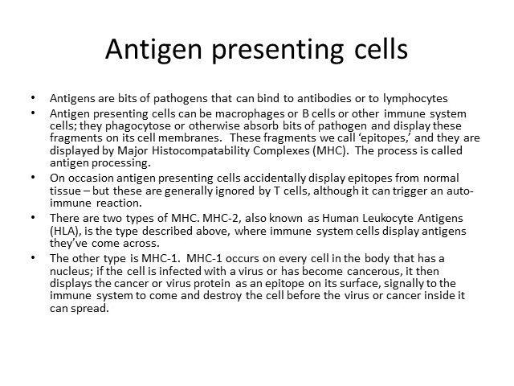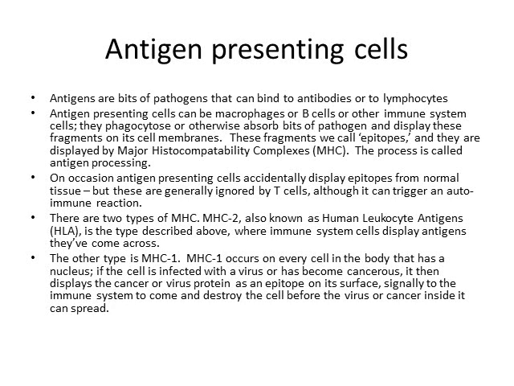Now, there are two types of major histocompatibility complex. Major histocompatibility complex 2, also known as human leukocyte antigen, or HLA, is the type that I've just described, that's in a macrophage or B cell, where immune system cells display antigens they've come across. The other type is MHC1, major histocompatibility complex 1, which occurs on every cell in the body that has a nucleus. So as long as there's a nucleus, there's going to be this ability to have MHC1. For example, red blood cells don't have a nucleus, so they obviously do not count. But pretty much most of the tissue does have a nucleus, so most human tissue is able to present MHC1.